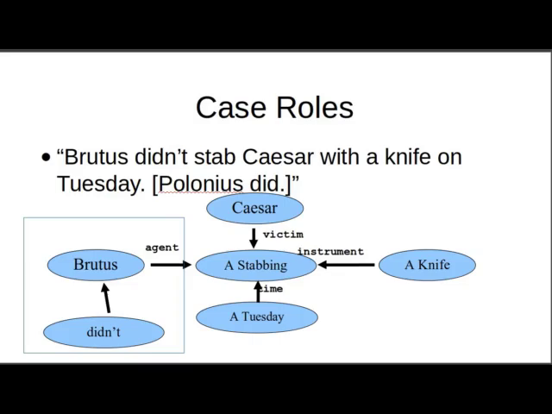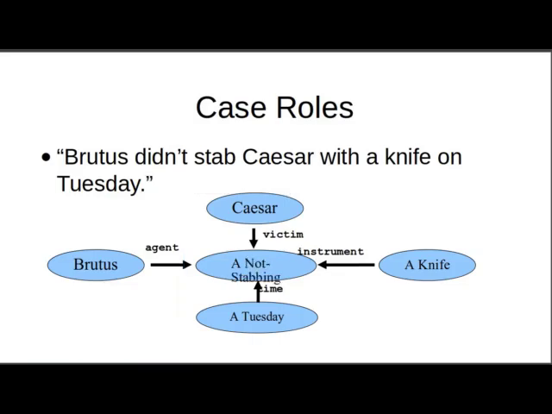So here's one example, right? That it wasn't Brutus, it was Polonius. But another thing that we could imagine is a statement that said simply, Brutus didn't stab Caesar with a knife on Tuesday, nor did anyone else. Or how about, he didn't stab Caesar with a knife on Tuesday, he used a sword instead. That's another relationship, a negated relationship between a portion of this graph or a portion of the sentence and the stabbing.